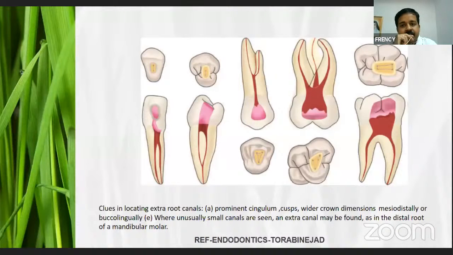And when you are examining the morphology of the tooth, suppose you have some abnormal or wider mesiodistal dimension or buccolingual dimension, or a prominent cingulum or cusp, you have to suspect some extra canal, because sometimes in the maxillary premolar or mandibular premolar, the buccal cusp may be a little bit wider.